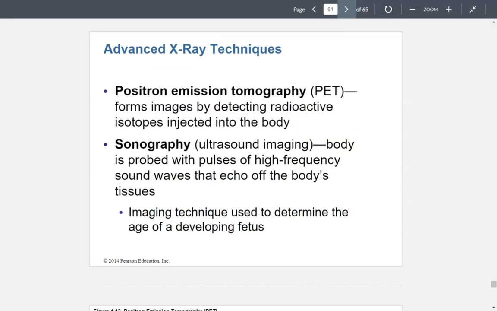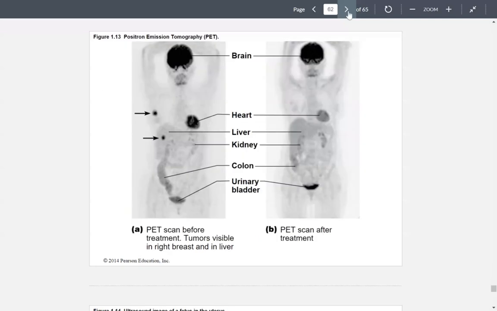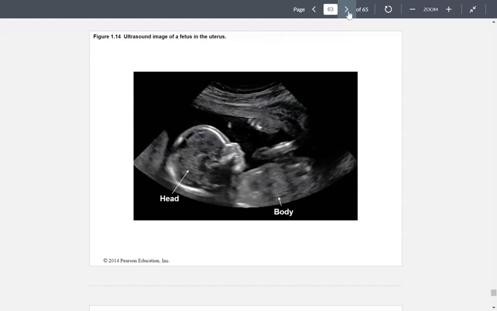It does not increase your risk of radioactive waves. It's relatively inexpensive. So again, this is another first line of inquiry type imaging because it's easy, it's fast, it's cheap. This is a PET scan. This is an ultrasound.